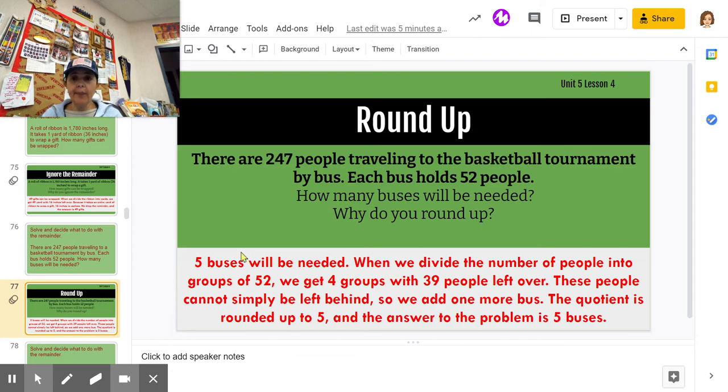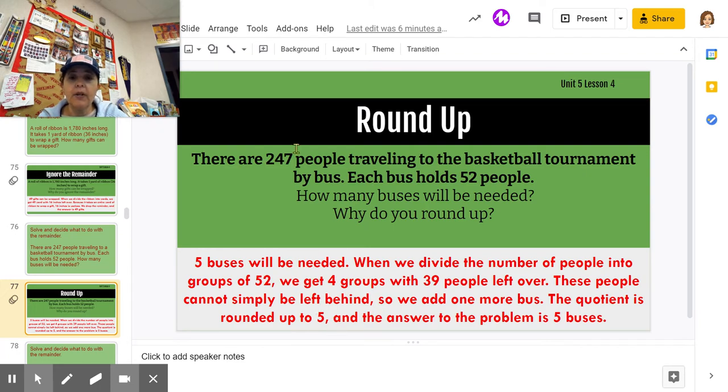Okay, so hopefully you said round up. Let me start over. If we have 247 people traveling, and each bus holds 52, then if we divide 247 by 52, we're going to get 4 groups with 39 people left over. So think about it. You have 4 groups, so you need at least 4 buses, but you still have 39 people left over. You can't leave those 39 people behind. So you've got to round up the 4 to a 5. You've got to make it 5 buses, so you add another bus.